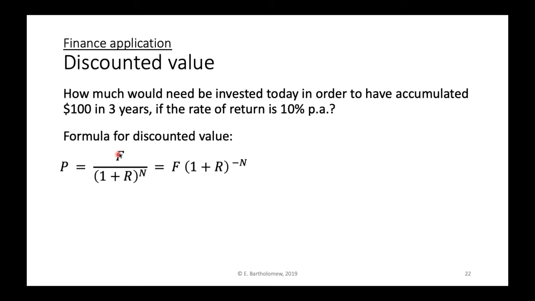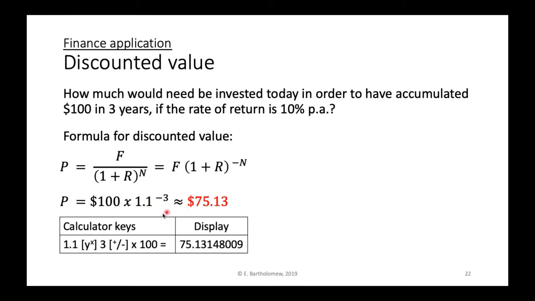Well, the formula for that is essentially taking the amount we need, F, and discounting it, or dividing it, by 1 plus r to the n, or we can express that with negative exponents. So it'd be F times 1 plus r to the negative n. In our example, we have $100 and our rate factor is 1.1, and we're coming back 3 years, so minus 3, and that's going to be 75.13 rounded to cents.